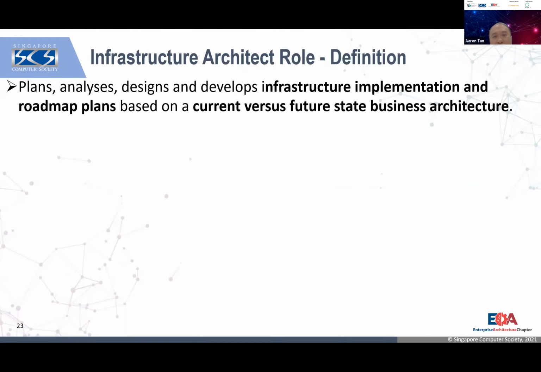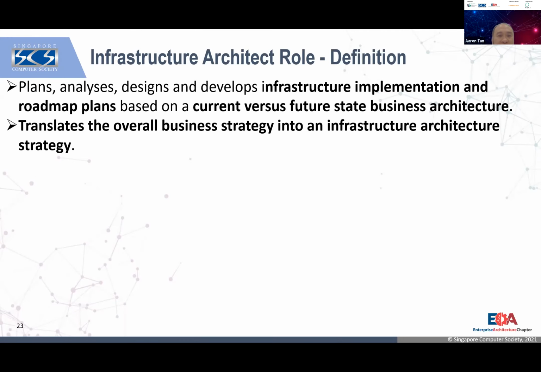Again, the same thing. We are looking at your entire infrastructure implementation roadmap based on the current versus future state of business architecture. So we really need to know and align what we do towards the business architecture itself. Okay, and of course, translate the overall business strategy into an infrastructure architecture strategy, whether you want to move to the cloud or hosting, etc. This is where you need to align with where the business strategy is heading, so that we can propose, or so-called architect, our infrastructure landscape.